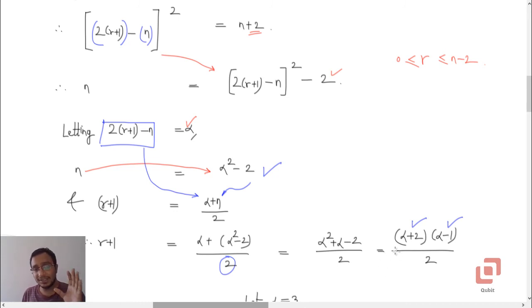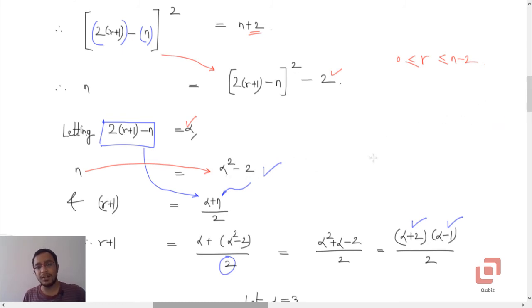Now what is this suggesting? It is very well possible that if we take n as alpha squared minus 2, and r plus 1 as alpha plus 2 into alpha minus 1 divided by 2, then indeed nCr, nC(r+1) and nC(r+2) can be in AP. Now I'll take two values of alpha, which will essentially prove that it is possible to have 3 consecutive binomial coefficients in AP.